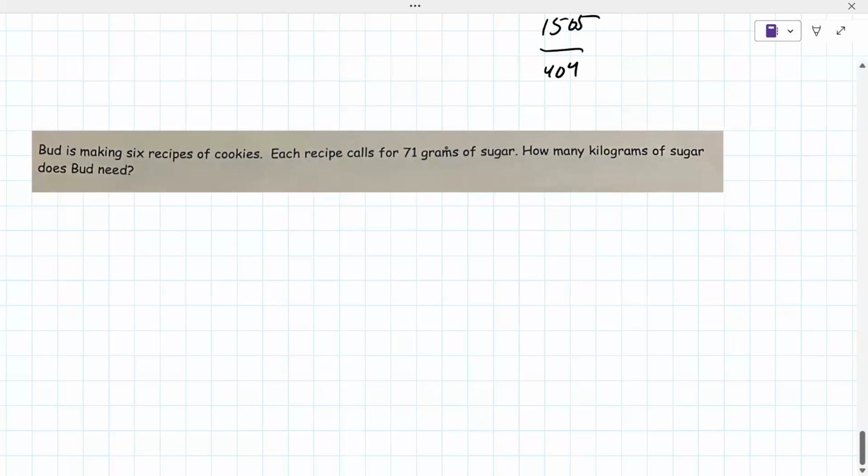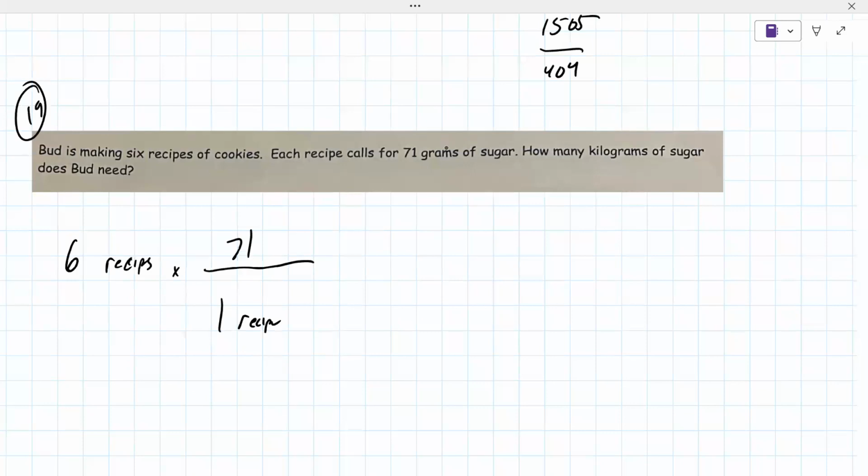Bud is making 6 recipes of cookies. Each recipe calls for 71 grams of sugar. So how many kilograms of sugar does Bud need? It is a little odd, but he's making 6 recipes, and each recipe is 71 grams of sugar. That tells us how many total grams we need.